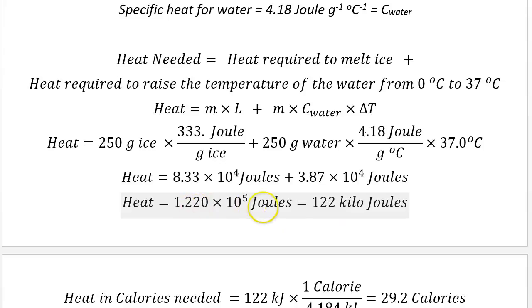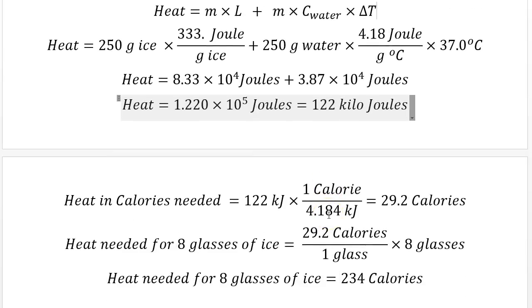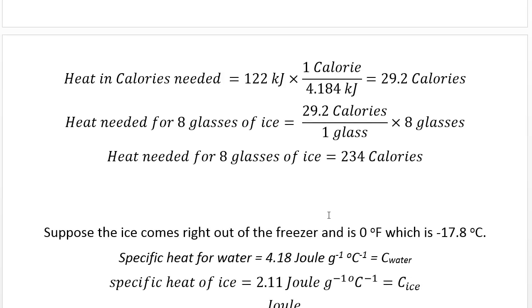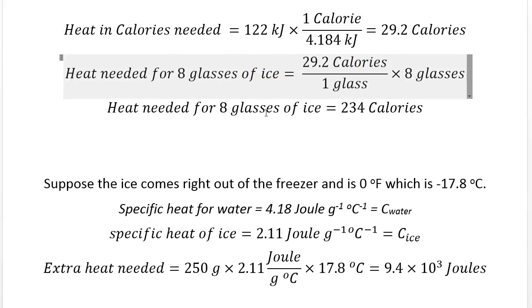Add those two together and change it to kilojoules, and we get 122 kilojoules of heat needed. Of course, our body would supply that heat. Now, to change it to calories, and again, nutritional calories, 122 kilojoules, and there's 1 calorie with a capital C for 4.184 kilojoules, 29.2 calories. All right, not a great amount, but let's suppose you had 8 glasses. They say you should have 8 glasses of water a day. I never do, but let's suppose you should. If you take that, multiply by 8, you get 234 calories.